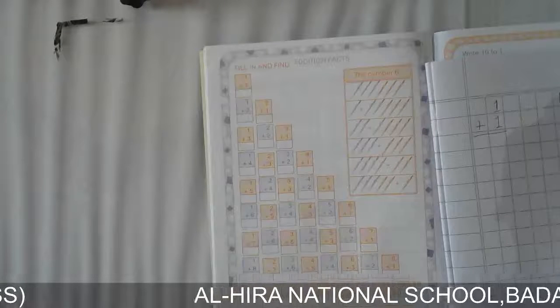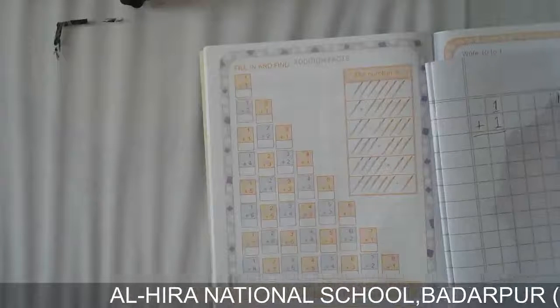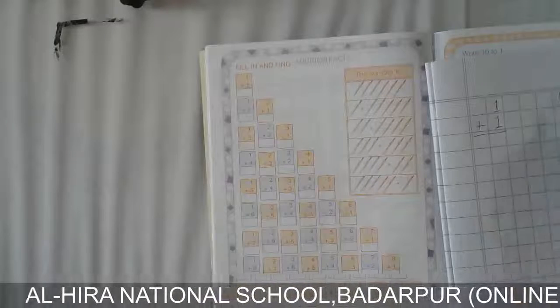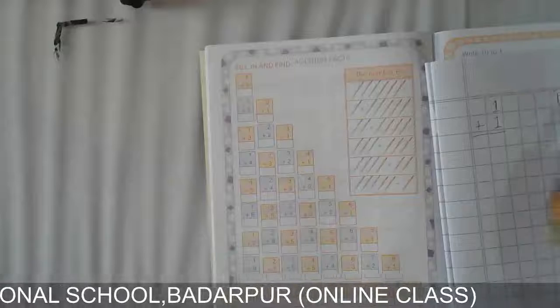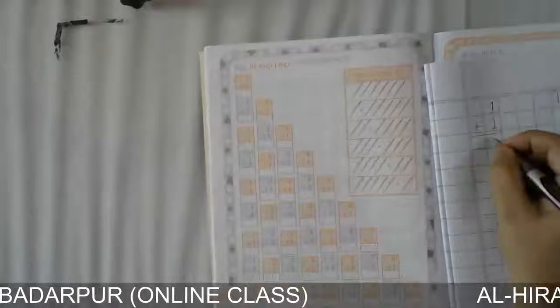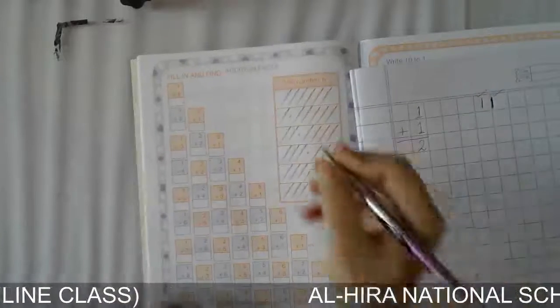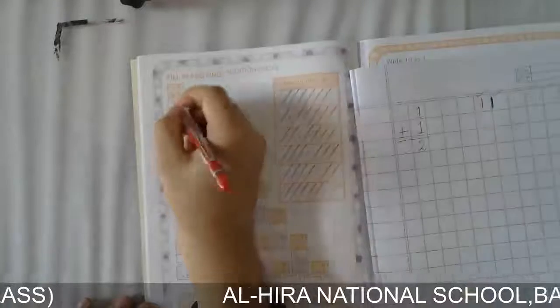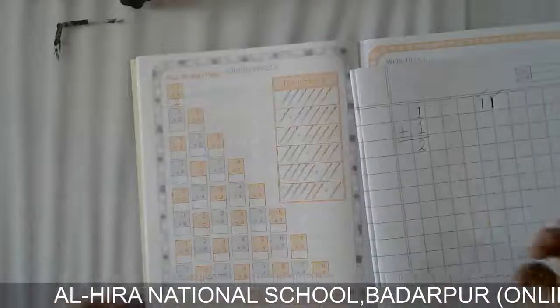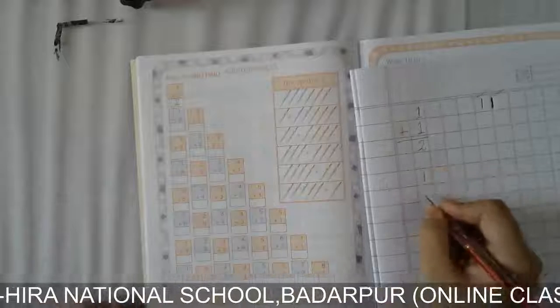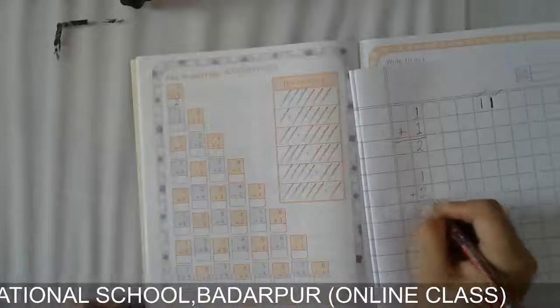1 plus another 1. So you count 1 plus 1. 1 and 1 becomes how much? 2. So you have to write here 2. Here you write 2.